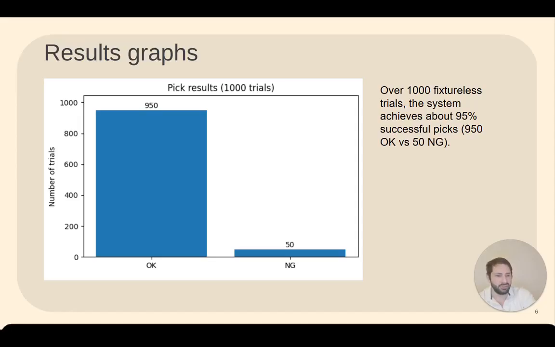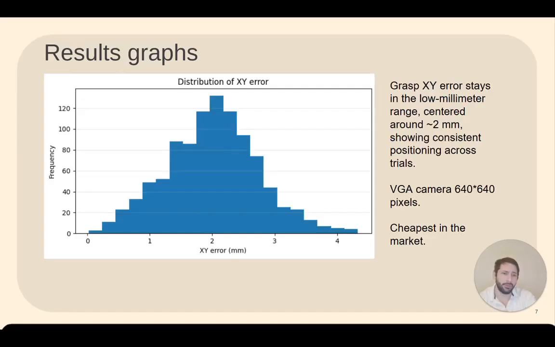As I mentioned, we use a VGA camera, which is the cheapest on the market. And from that, we got a 95% success rate. So this is very important because we are using one of the cheapest components in the market, and we got very successful trials. Also, as you can see, we have a 2 millimeter error. And this is also because of the camera capability. We can improve this by implementing a higher resolution camera or by advancing this prototype to an end product with 3D models, which is the case.